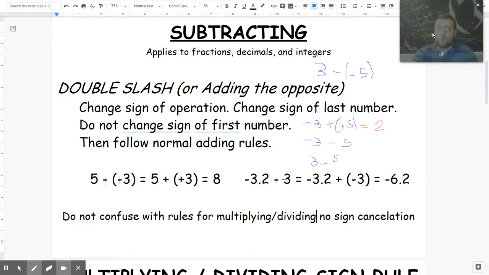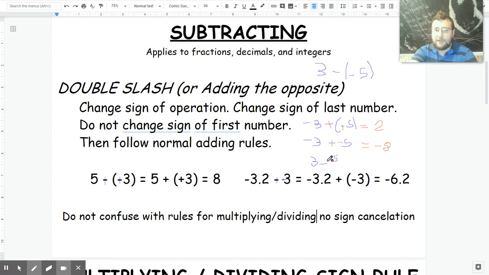Now about the next one. If I had debt and added more debt, of course I'm going to end up with even more debt. So let's see if this makes sense when we slash. Change the sign of the operation. Don't mess with the leading sign, only the subtraction sign, and then change the sign of the number that comes after. Always 2 changes. -3 and -5 are the same sign, so you put the numbers together by the laws of adding. So you get -8, keep the sign, and that's it.